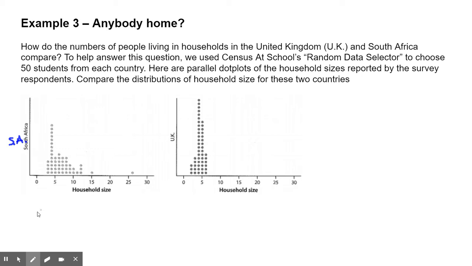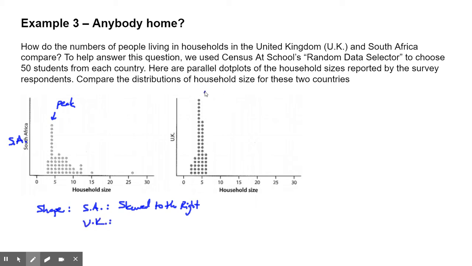So let's go ahead and look at the shapes. If I'm looking at South Africa, here is my peak. So obviously the right side is longer than the left side. So South Africa's distribution is skewed to the right, meaning there's a lot more larger size households to the right. Even look at this dot way out there by 25.